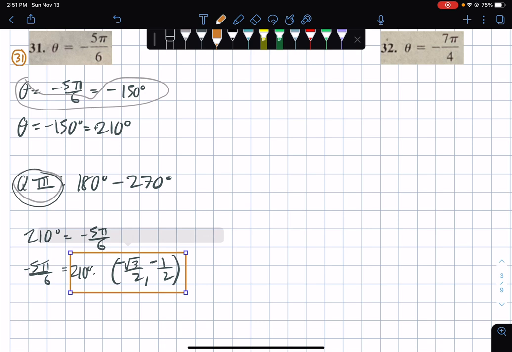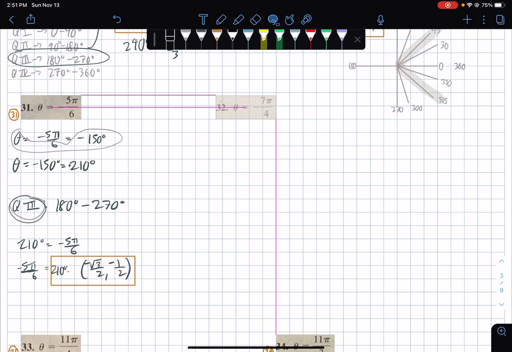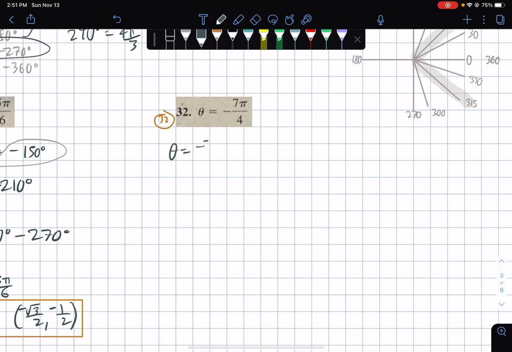Alright, that's number 31. Let's move on to number 32. I'll just move this here. There you go. Okay, number 32, theta is equal to negative 7 pi over 4. Convert that to degrees. Let's see what we get. Negative 7 pi over 4 is negative 315 degrees.